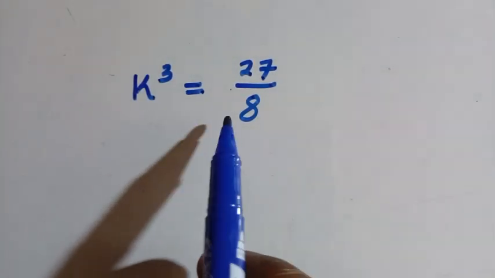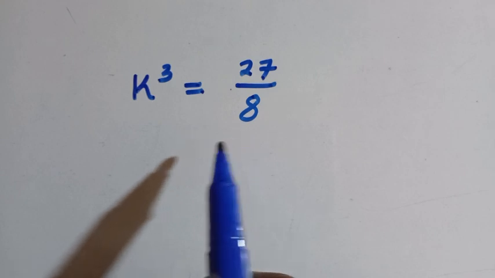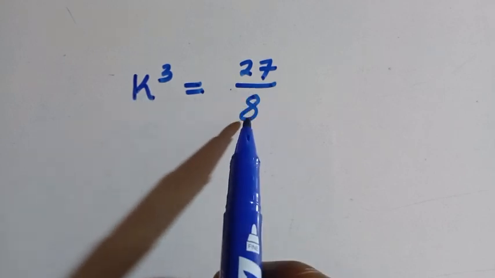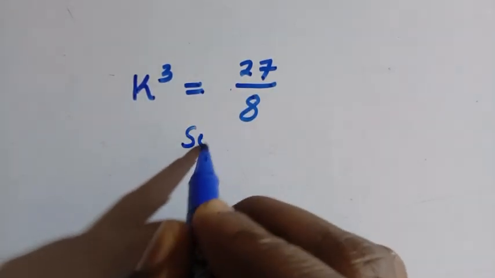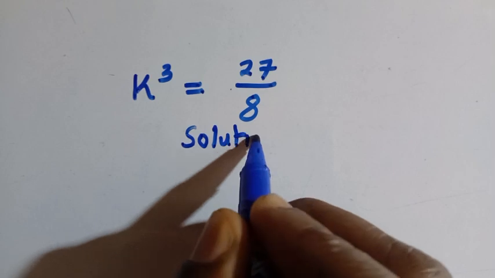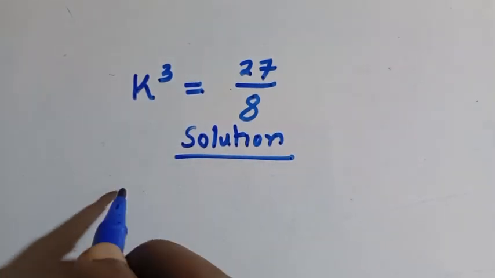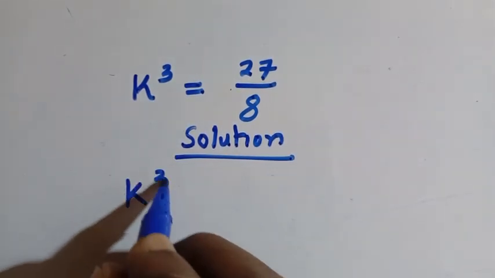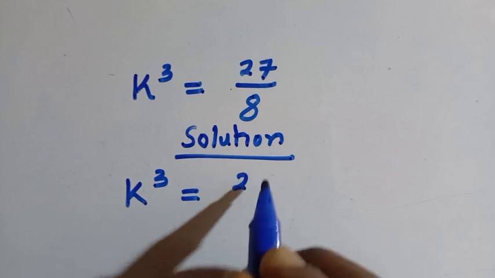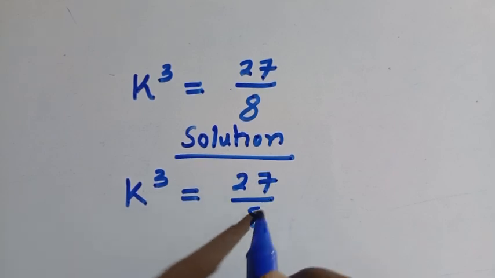How to find the value of k in this nice algebraic equation? k to the power 3 equals 27 divided by 8. Let's see a solution from here. Given that k to the power 3 equals 27 divided by 8.